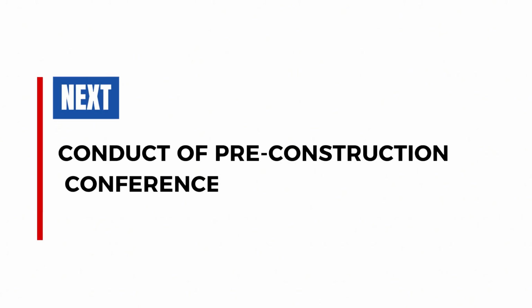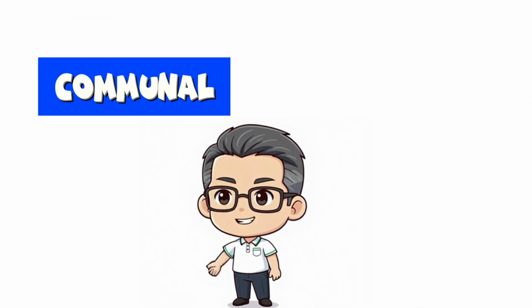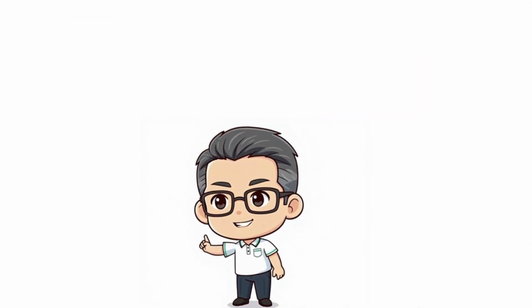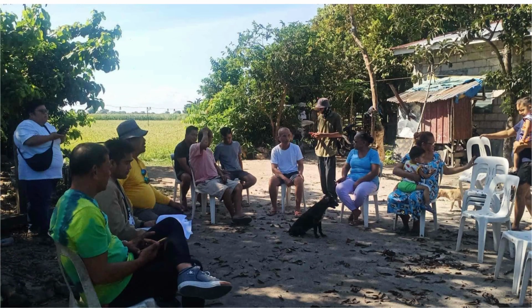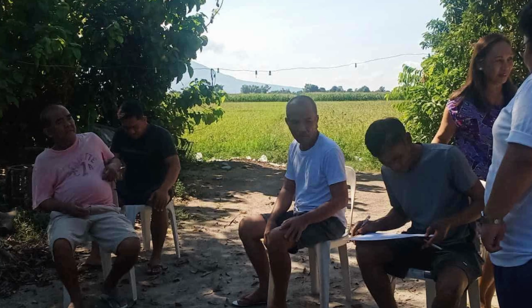Next, conduct of pre-construction conference. Under NIA Memorandum Circular Series of 2023, as part of preparatory activities, it is advised to conduct pre-construction conferences in all projects with concerned Organized Irrigators Association of Communal and National Irrigation System. Additionally, it is necessary to plan and prioritize projects with farmers' participation as part of preliminary work done before construction activities.